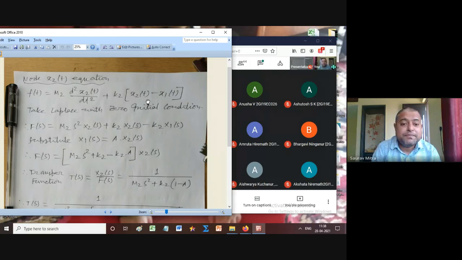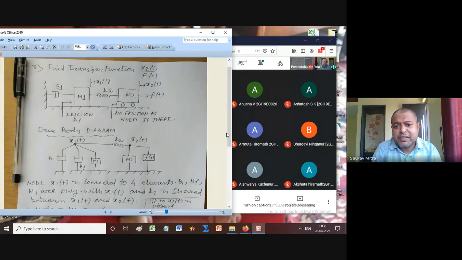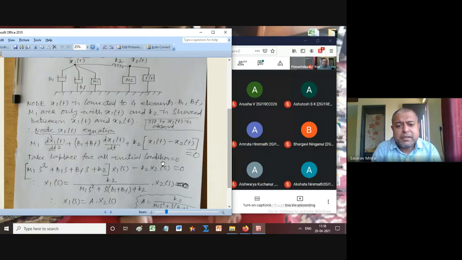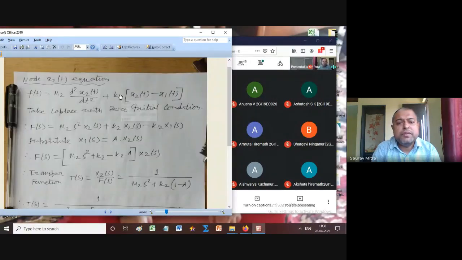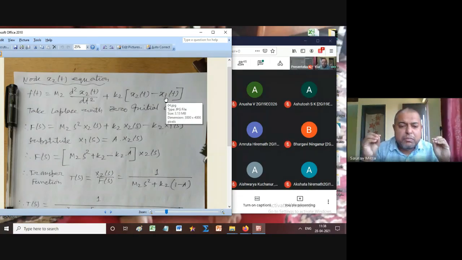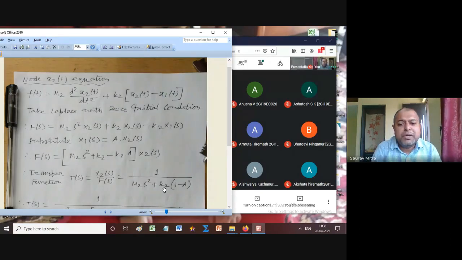This is a new thing because you are now writing the equation for X2. That's why it should be X2 minus X1. Previously, we had written the equation for node X1, that's why we wrote K2 into (X1 minus X2). So you have to understand this. Whenever you are writing the equation for X1, it will be K2 into (X1 minus X2), and whenever you are writing the equation for node X2, K2 should be written as (X2 minus X1). Don't look at any book blindly. You can follow my notation and write the equation. Now what is the next step?